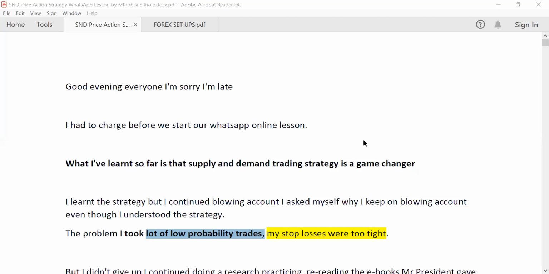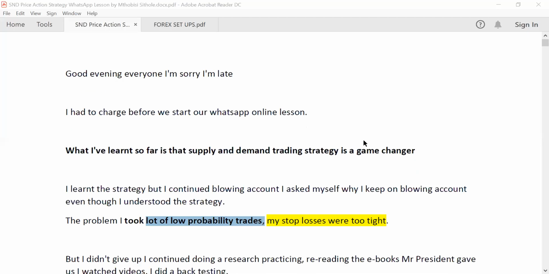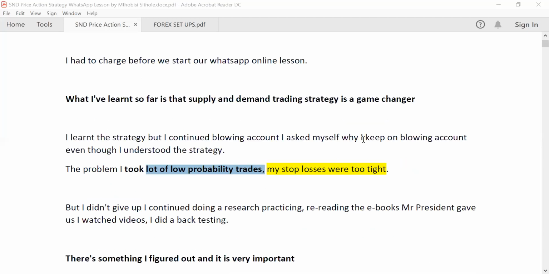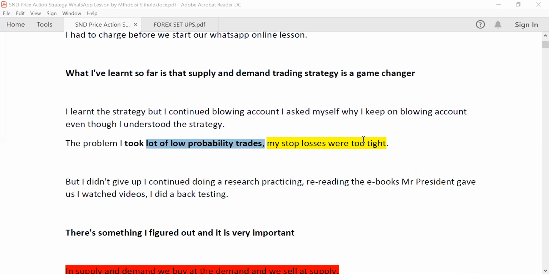So basically, this session is brought to you by, obviously, the conversation we had, which you can probably see on the group. It's also about understanding that supply and demand trading strategy as a game changer, and understanding that he mentioned he lost a lot of trades because he was looking at low probability trades and his stop loss was too tight, which means he was using the same stop loss as other traders were using.